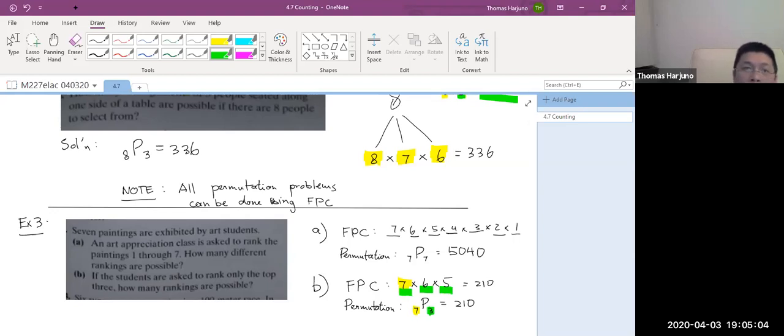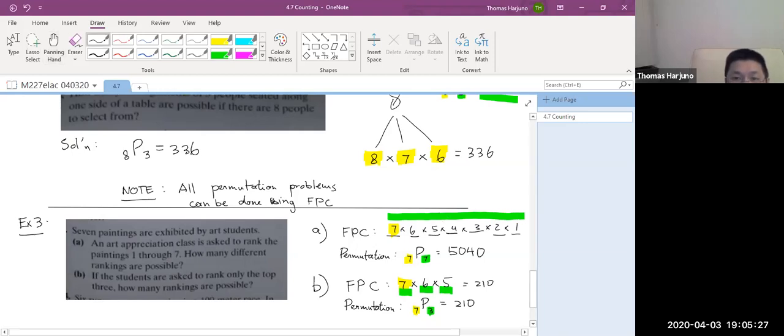We can still use that idea here. 7 permute 7 means what? 7 permute 7 means I start from 7 and then multiply by one number less, and one number less, a total of 7 numbers here. And this one is a total of 3 numbers.